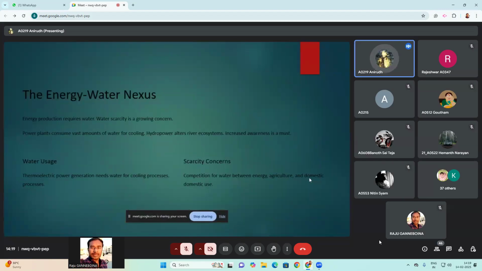So, the energy-water nexus. Energy production requires water, but water scarcity has grown, such that the use of fresh water is increasing rapidly and exponentially. And sea water and ocean water is of no use to us. Power plants require vast amounts of clean water for cooling. Hydropower alters river ecosystems. So water usage is a very concerning fact: humans and energy production both require clean water, but there is a scarcity of this water.